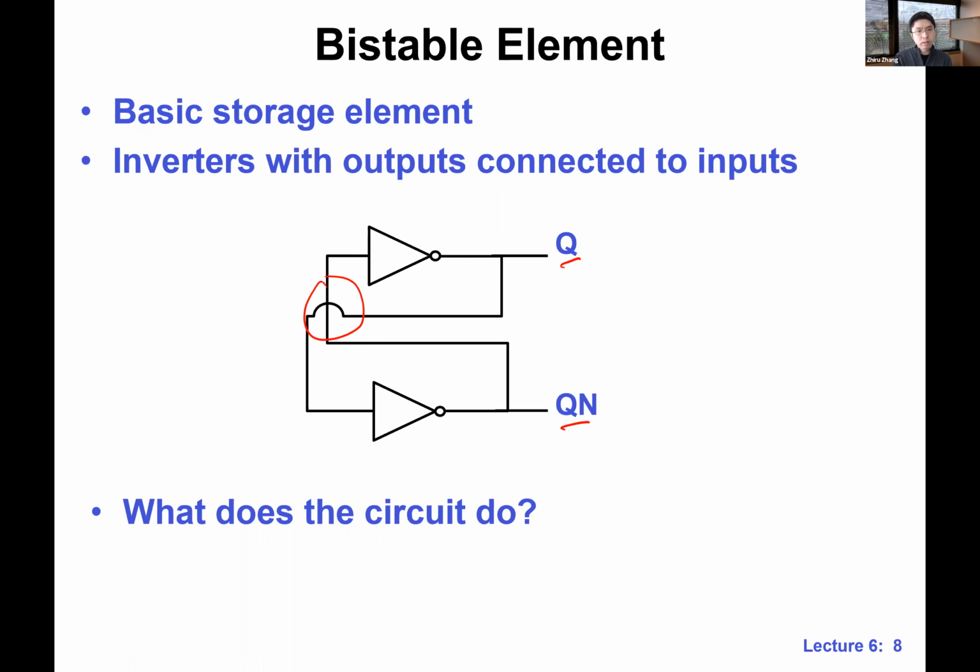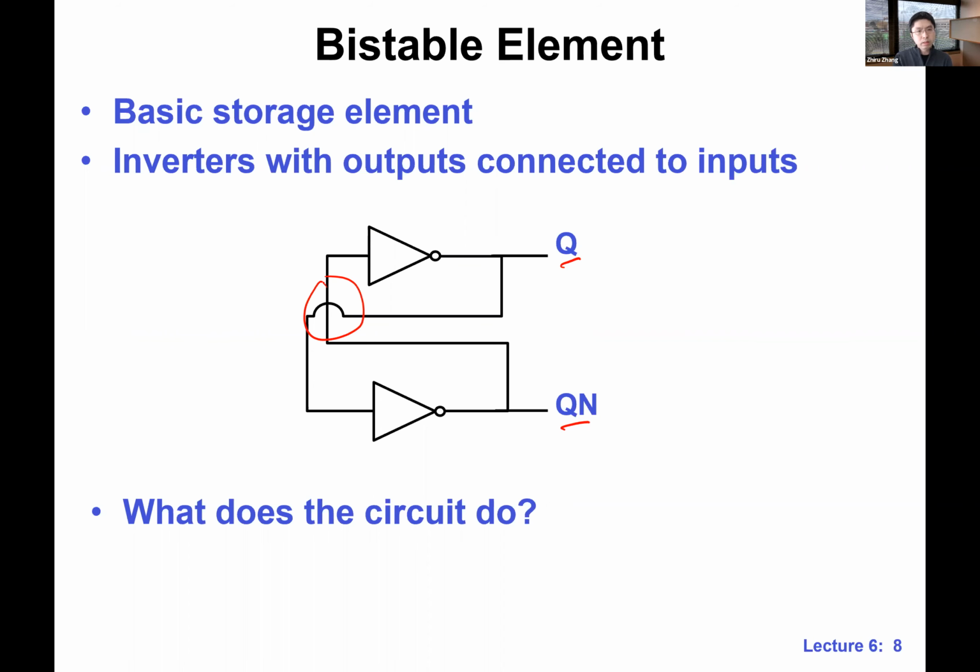But why is it called bistable? It's called a bistable element because, depending on the initial condition, if initially we have a 1 here, then Q will be 1 all the time and QN will be 0 all the time. Or it could be initially 0 here, so this guy will be 0 and this guy will be 1 all the time. So we have two stable states, and this thing can hold either 0 or 1. But the problem is that we cannot really write to it. We cannot really change the stored value.